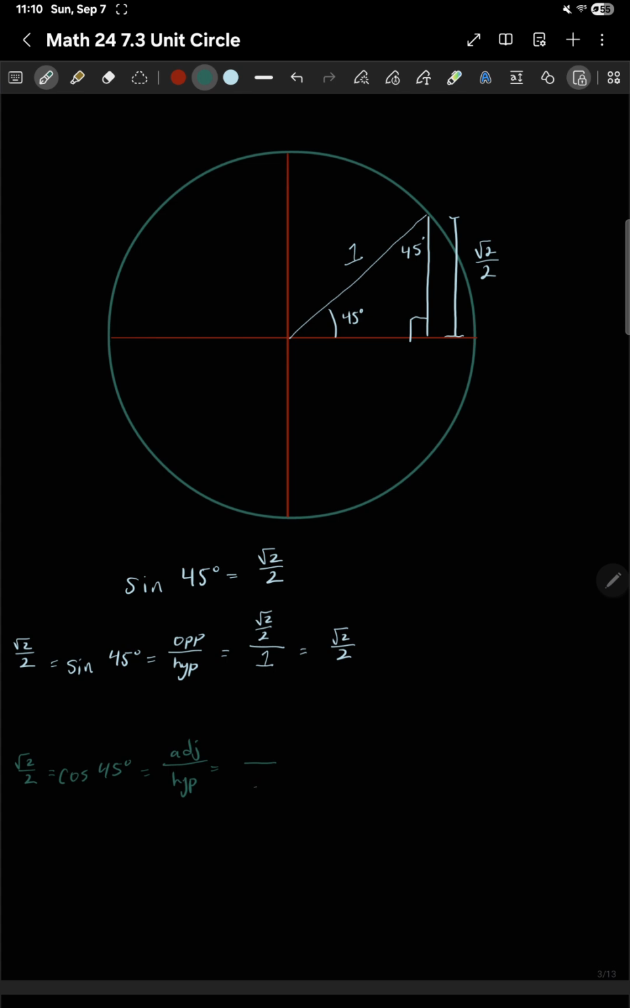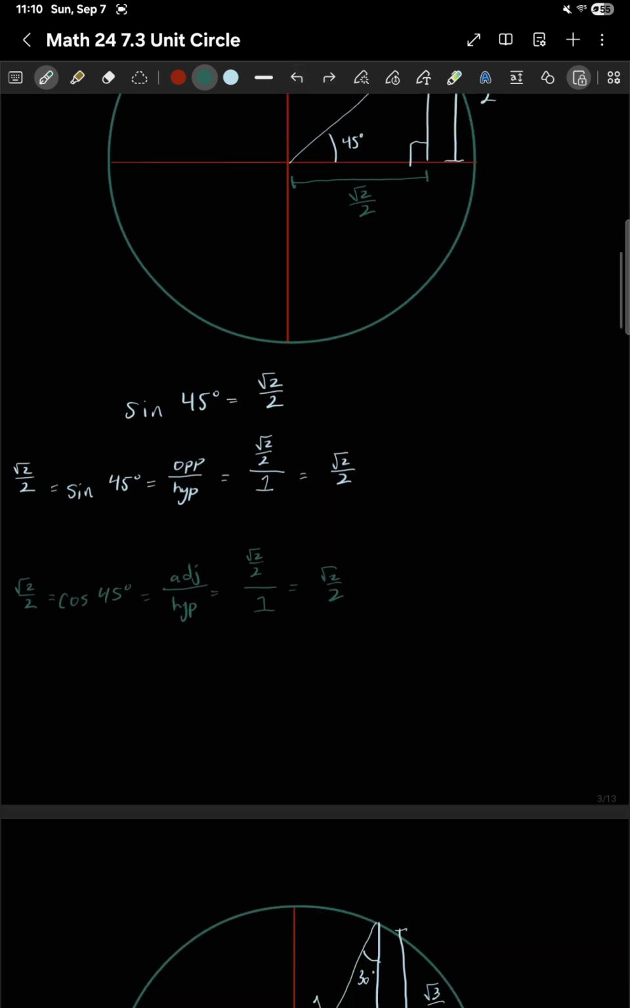And so since we're on the unit circle, we know the hypotenuse is equal to 1, and that tells us that the adjacent side must also be square root of 2 over 2, which technically we know from last section. But so that tells us that the base of the triangle is also square root of 2 over 2. And that should make sense because they're both opposing 45 degree angles, and so the length of them must be the same.